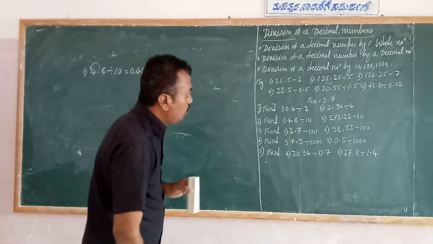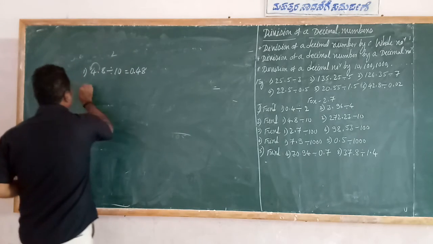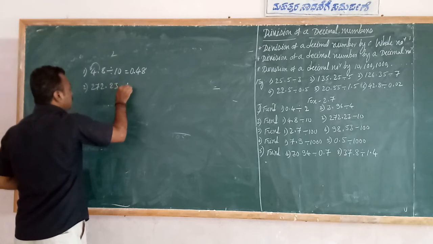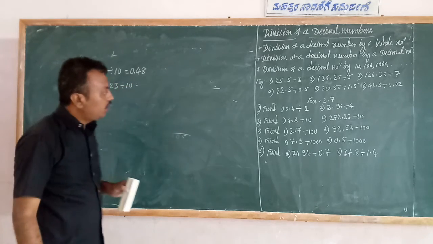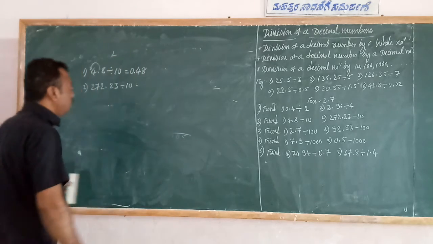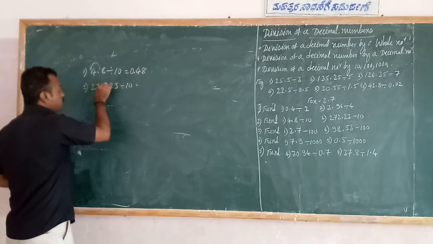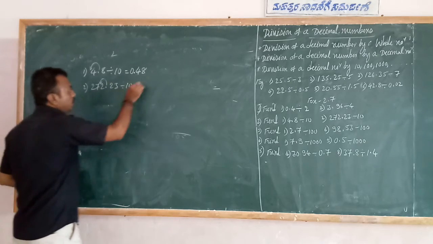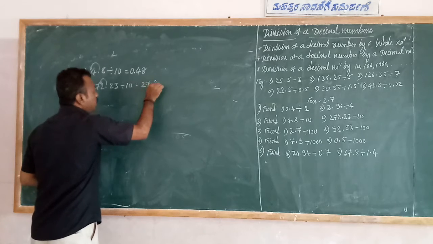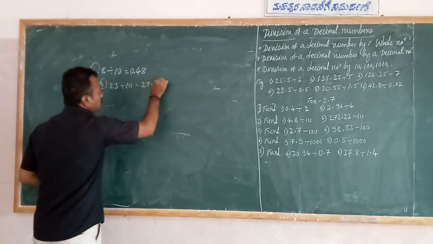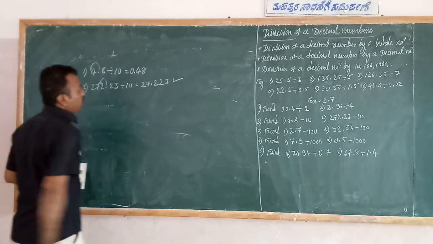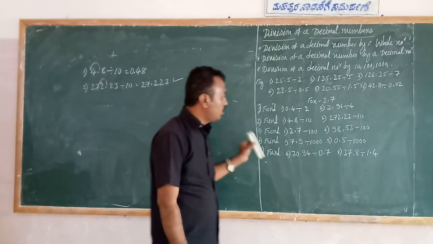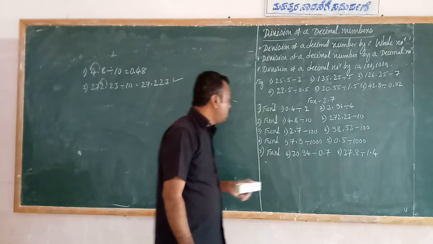So second one, 272.23 divided by 10. Again only one 0 is there. That's why you have to shift one digit only. 27.2, then 23 as it is written. The answer becomes 27.223. Do you understand? The remaining questions are in your textbook. You have to solve them at home. The third one, 2.7 divided by 10.